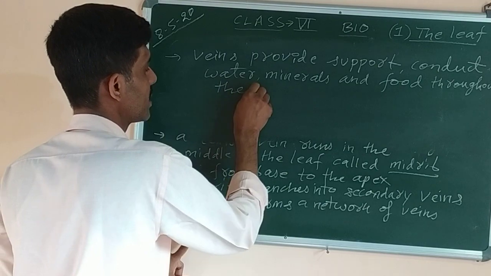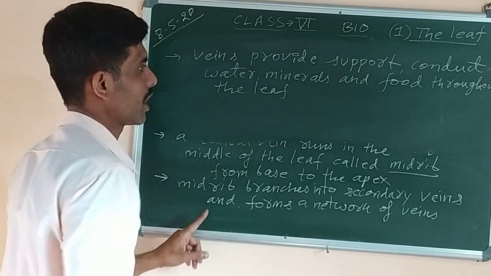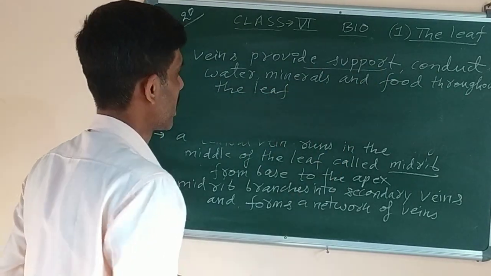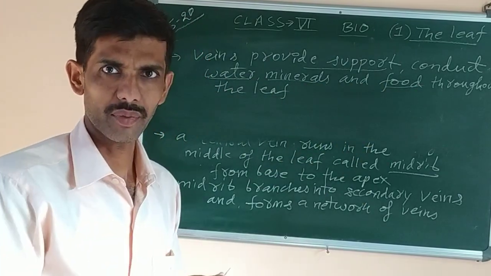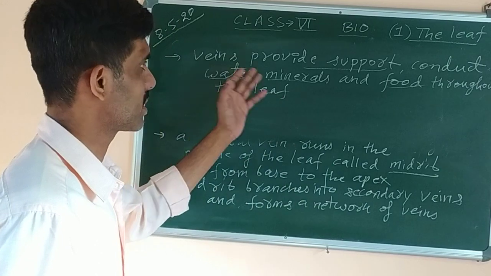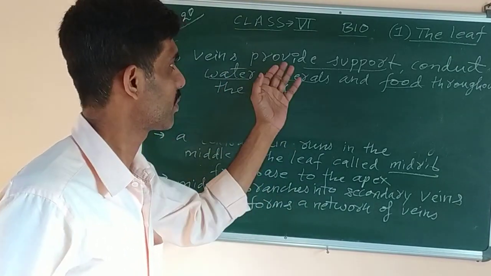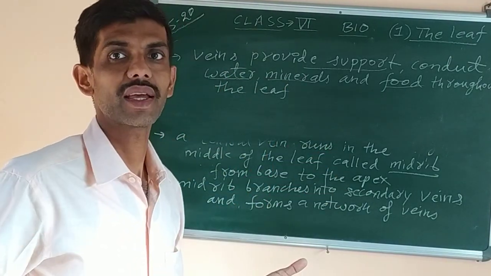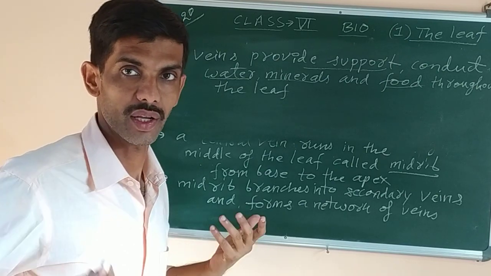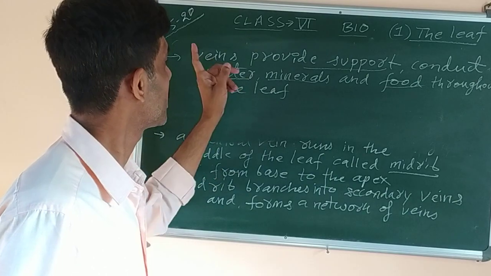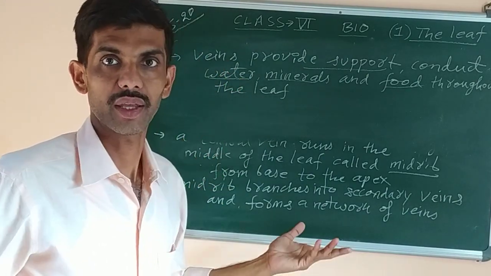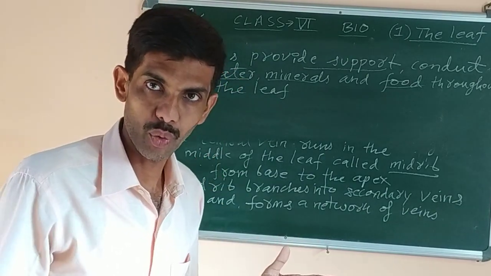The function of veins is to provide support and conduct water, minerals, and food throughout the leaf. This means from one part of the leaf to the other, the water, minerals, and food are transported. The second function is that the veins act like a skeletal network. Like in our body we have bones to provide support, similarly in the leaves it is the veins which provide support and keep them expanded or open, isn't it?